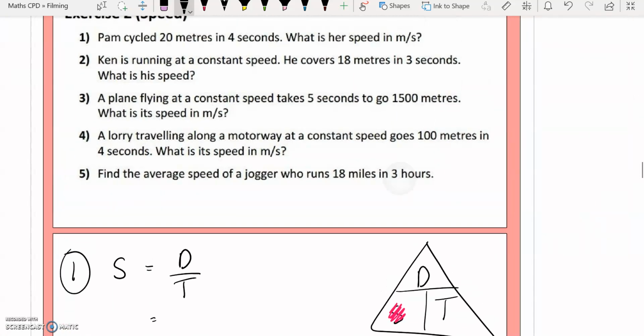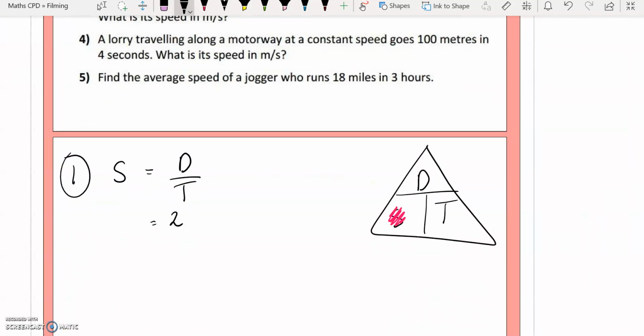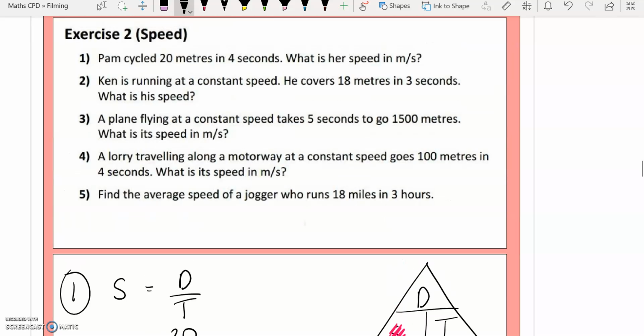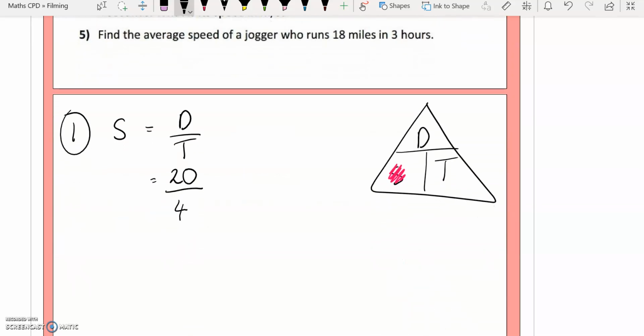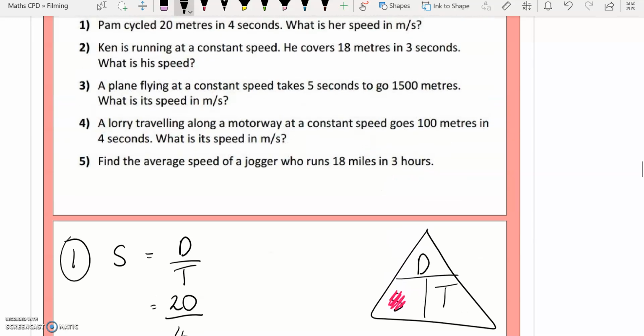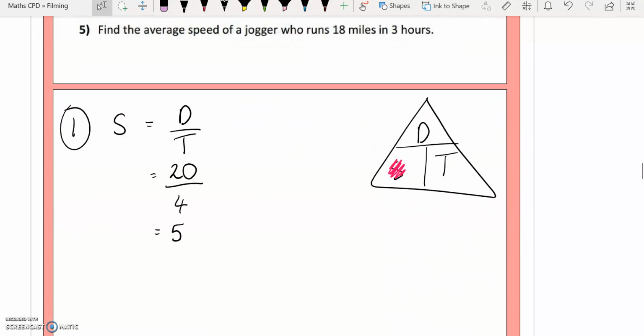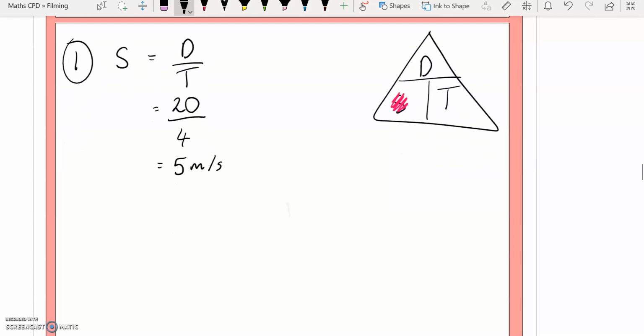The distance, how far did she go? She did 20 metres and she did that in 4 seconds. 20 divided by 4 is 5. What is our 5 what? What is our speed? So it's 5 metres every second. And we write it like this here, 5 metres per second.